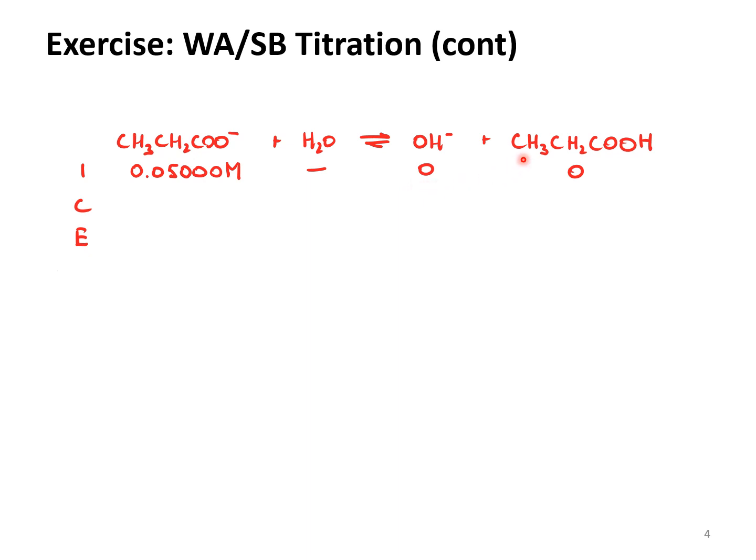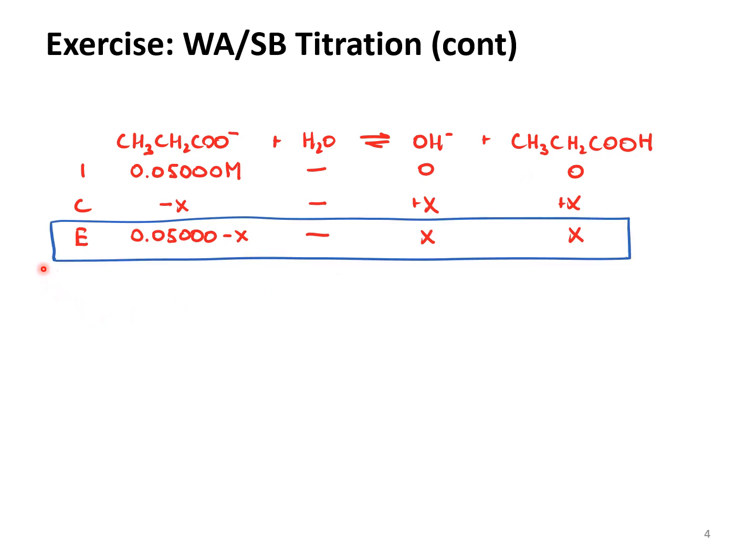Similarly, we also had 0 millimoles of propanoic acid, which also converts to a concentration of 0 moles per liter. For the change in the concentration, since this is an equilibrium reaction and we don't know how much it will change, we simply put X for the change. So we have minus X for the reactants and plus X for the products. For the equilibrium concentrations, we simply add up the columns, giving us 0.05 minus X for propanoate, X for hydroxide, and X for propanoic acid.